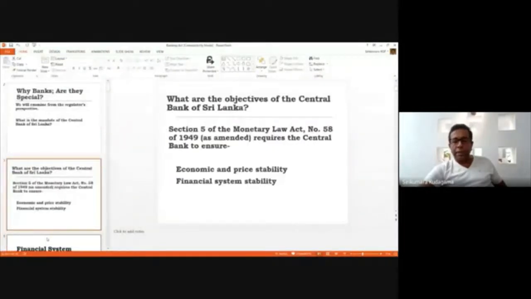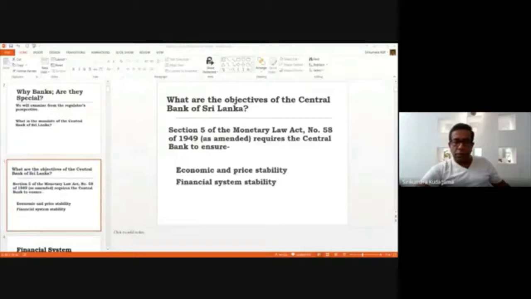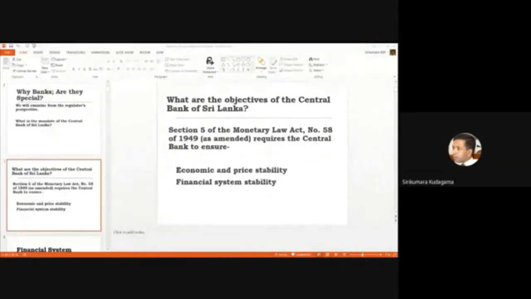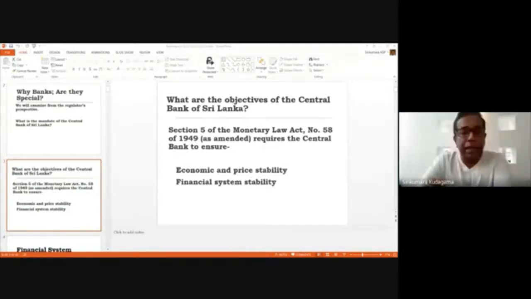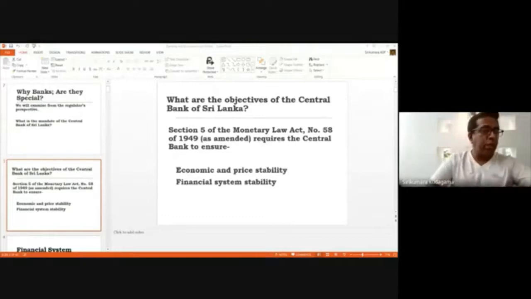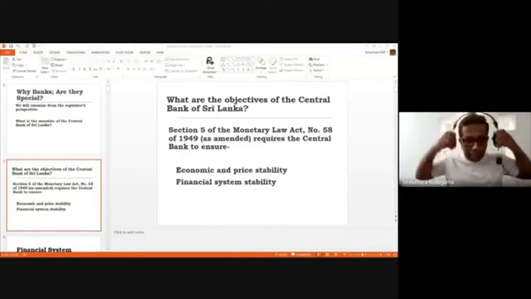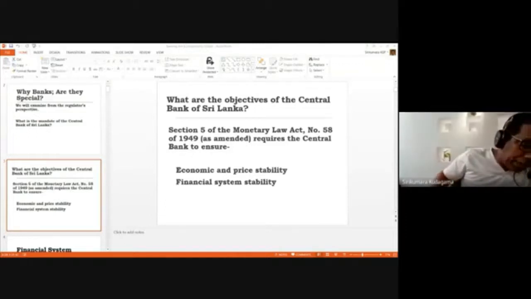So these are the objectives of the Central Bank of Sri Lanka as set out in Section 5 of the Monetary Law Act. Just have a look at the section. These are the two objectives of the Central Bank of Sri Lanka as given in the Monetary Law Act. You would see that the first objective here is that the central bank is supposed to ensure economic and price stability, and also financial system stability of the country is also a responsibility and objective of the Central Bank of Sri Lanka.